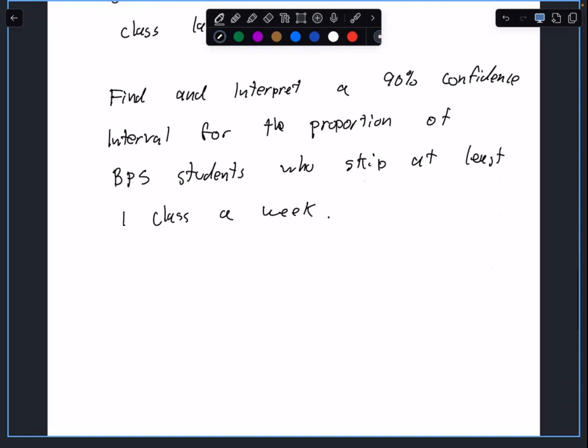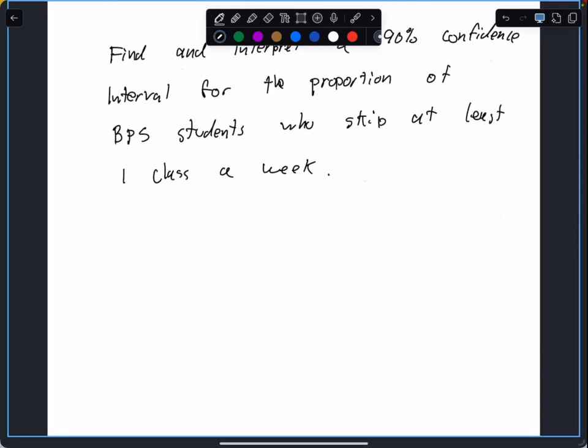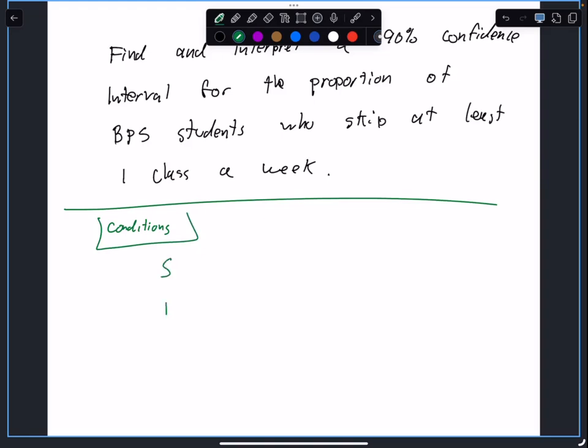Okay, that's enough time. So, step 1, conditions. We're going to check S-I-N. All right, S. Does that pass? Yes. Why? Stated random sample. If it didn't state that it was a random sample, then we would assume it's a random sample. Okay, we'll say, well, it's an assumption we make.